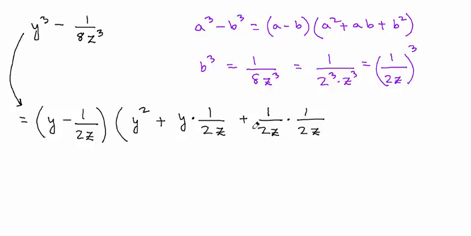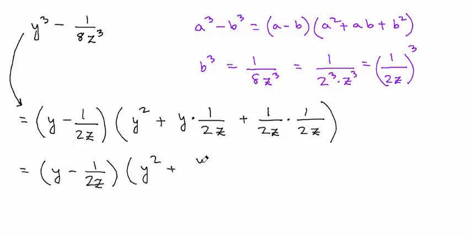And we are going to simplify that in the next step, which is equal to y minus 1 over 2z times y squared plus y over 2z plus 1 over, 2 times 2 is 4, z times z is z squared. This is the factored form of this expression out here.